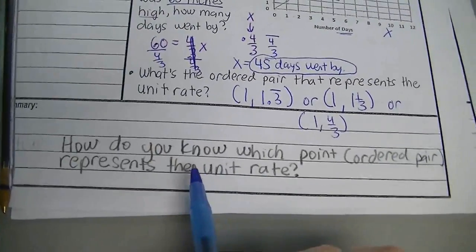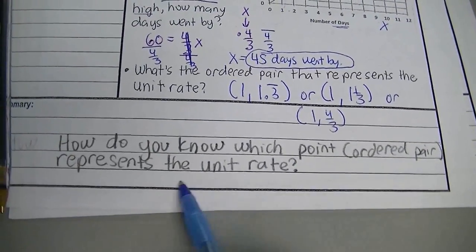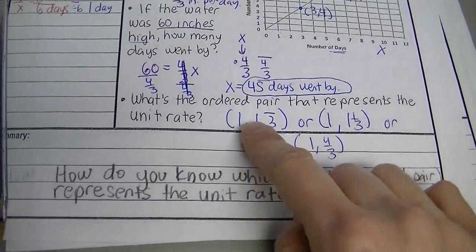Okay, for your summary, how do you know which point, which ordered pair represents the unit rate? How do we know that these points were the unit rate? How did you know that this point was the unit rate?